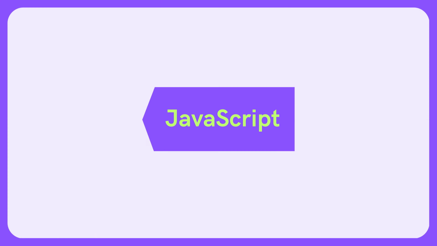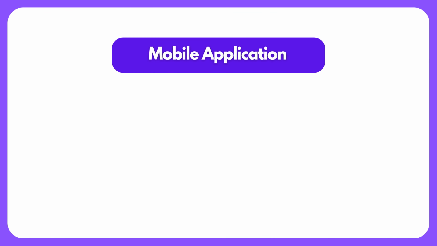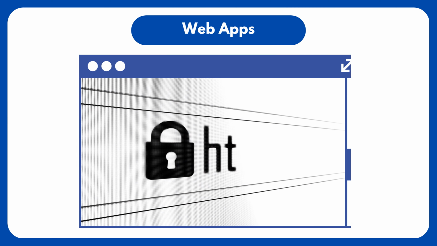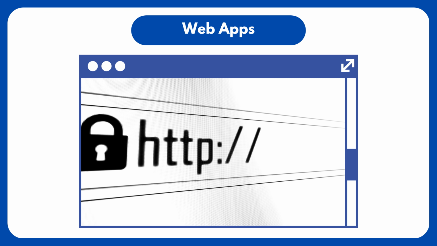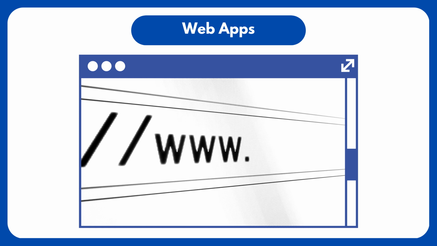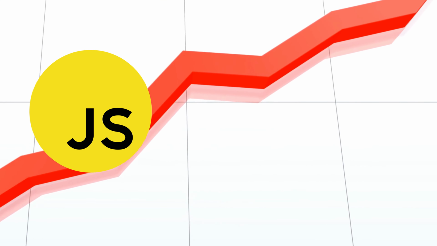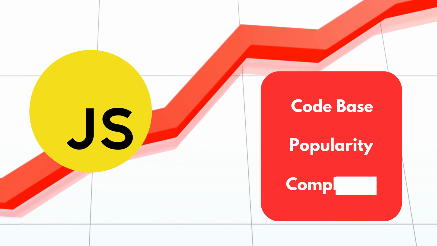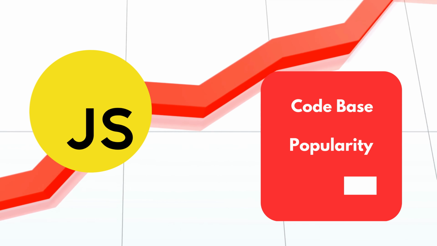Also, JavaScript can be used as a backend technology with Node.js. With JavaScript, we can build mobile applications by using React Native. Also, JavaScript is a key technology to build web pages across platforms. With these use cases, the JavaScript code base, popularity, and complexity are also increasing gradually day by day.